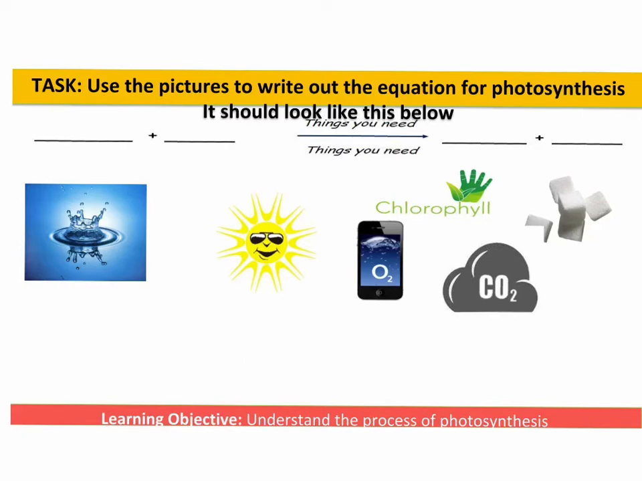Okay, now based on that last activity, I want you to try and make your own equation for photosynthesis without looking at it. So use these pictures to determine the things that will go in for photosynthesis to occur, and then what comes out as a result. What are our products? There are 4 things needed for photosynthesis to occur. 2 of them will go to the left of the arrow, the other 2 will go above and below the arrow. And then the 2 products will go to the right. See if you can do that. Stop the video and then restart once you're done.